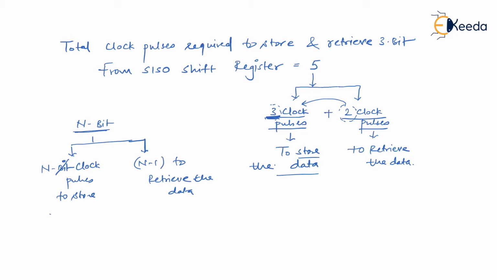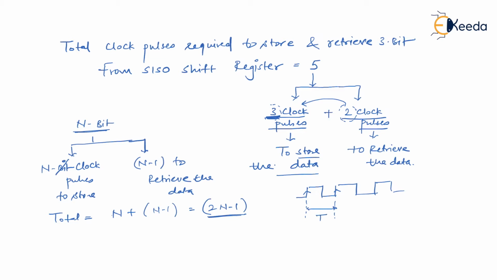Try to understand, if I want to get the total clock pulses, it is always n plus n minus 1, which is equal to 2n minus 1. So 2n minus 1 clock pulses are needed to store as well as to retrieve back the data. I hope you understand my point. Now, the type of triggering that we have used over there is positive edge triggering, meaning that the time spacing between 2 clocks is considered as T. This is also called the time period. If you inverse it, you will get the frequency.